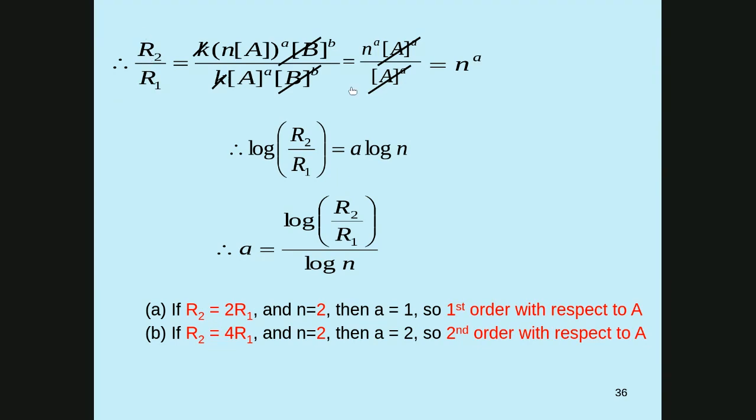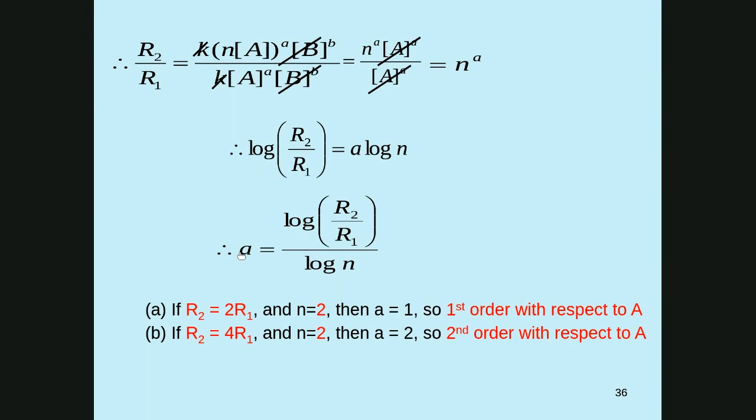Now, a being an index, to find it you, of course, take the log of this formula. So the log of R2 upon R1 equals the log of n^a. Then you bring the a in front of the log and divide through by the log of n. That gives you the value of a. And a should be either an integer or a half integer. If it's not, then you will have to round off to the nearest integer or half-integral value.